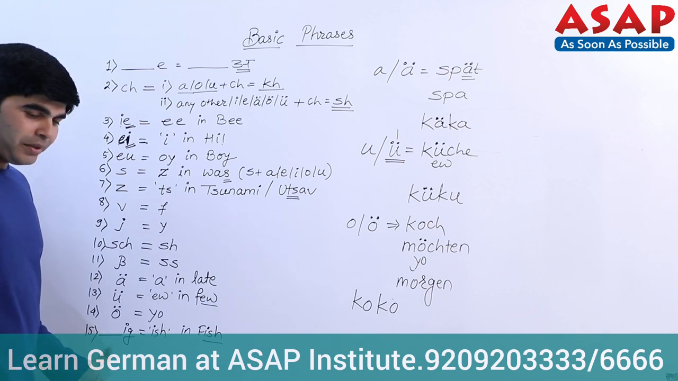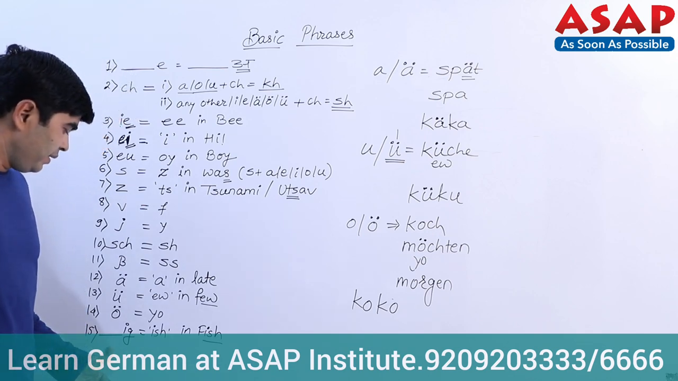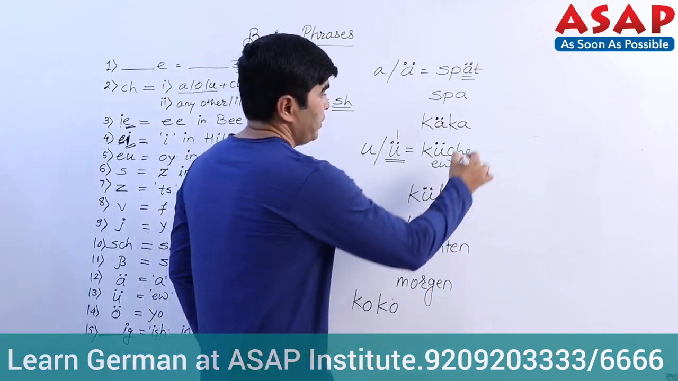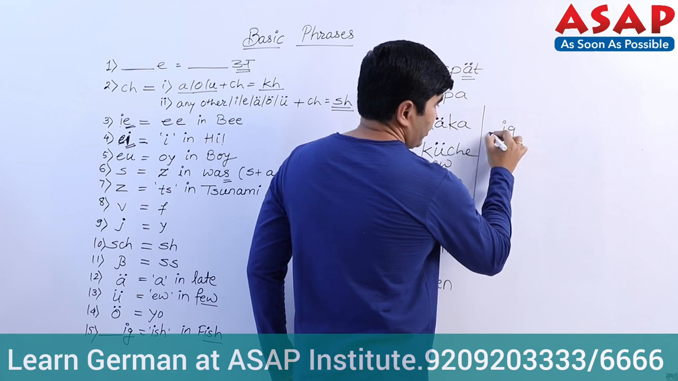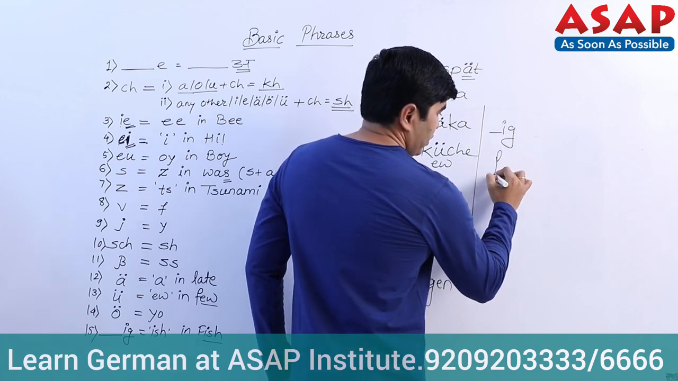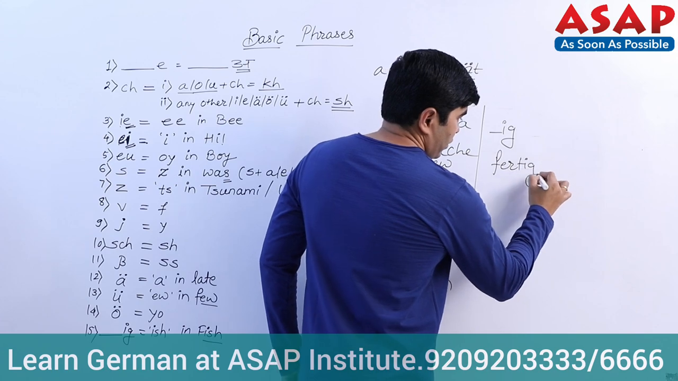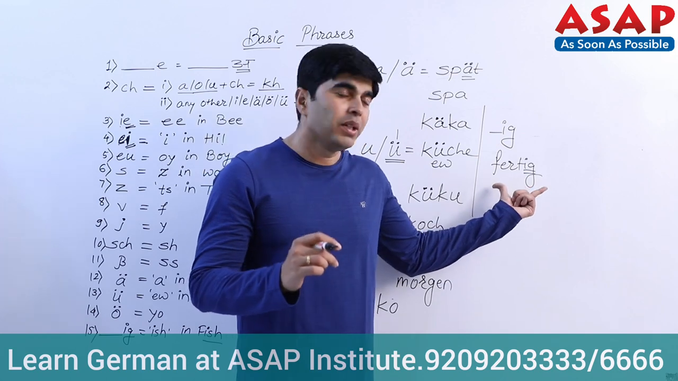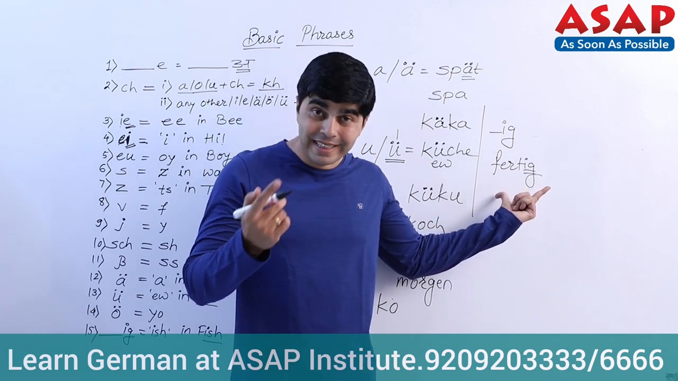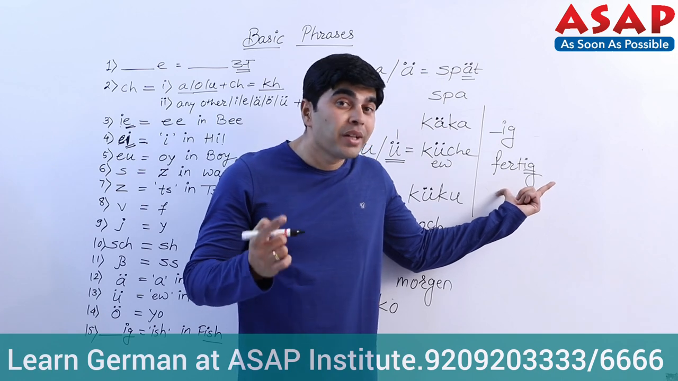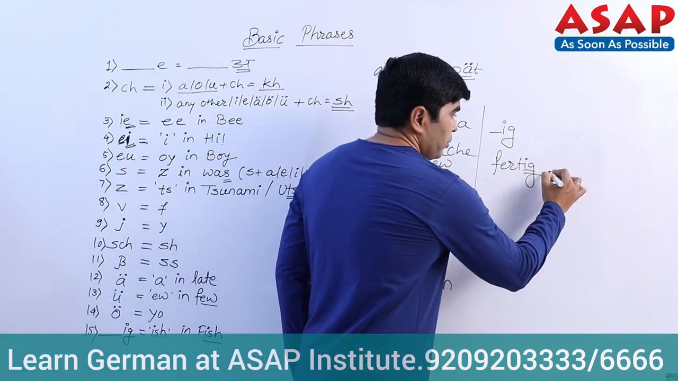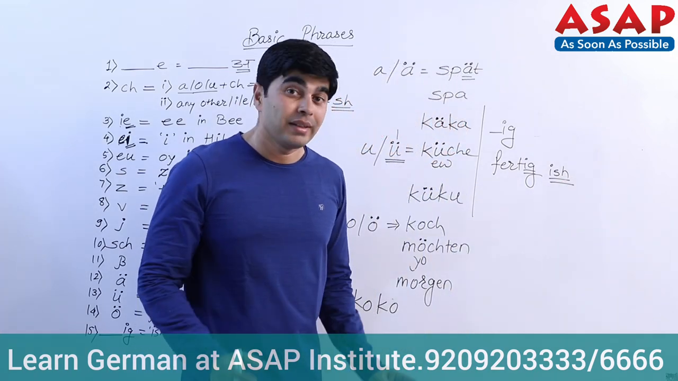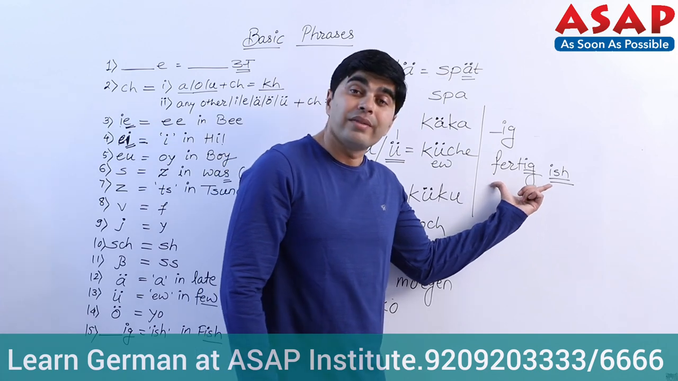And then the last one, that is IG at the end. We are talking about IG at the end of the word. For example, here this IG at the end can be pronounced as sh, but you will notice that a few people call it fertig, or fertish, both are correct. Mostly I will ask you to call it fertish. Done, ready.